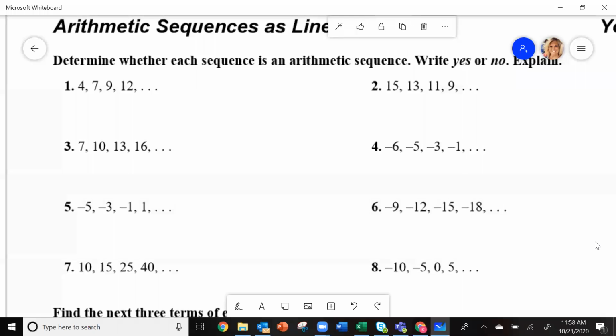All right, this is on the classwork section of arithmetic sequences of linear functions. So let's pull up our papers so that we can go over this.